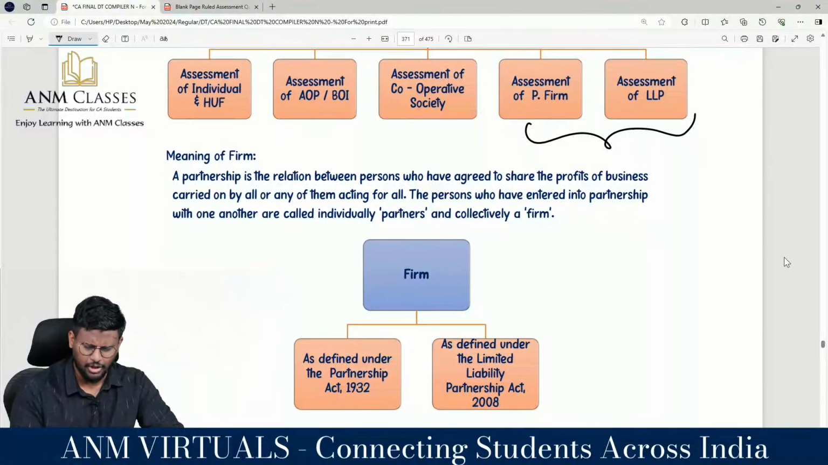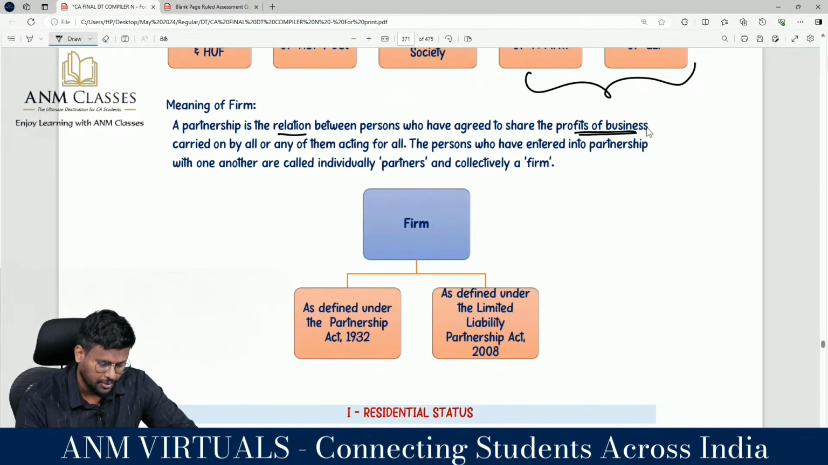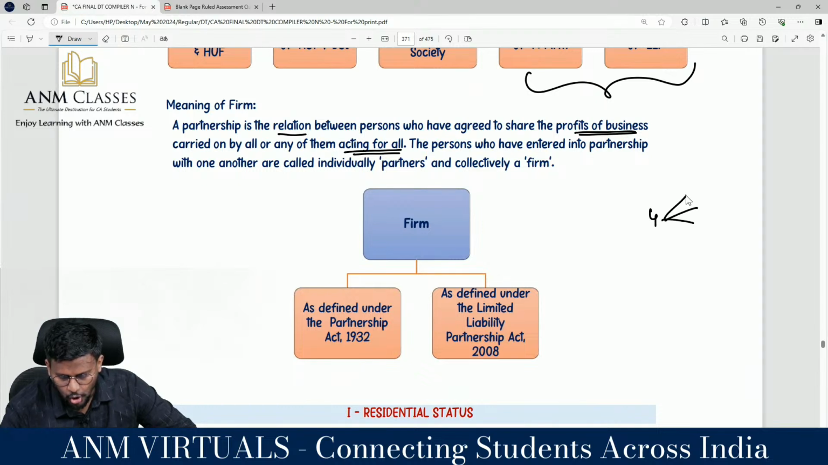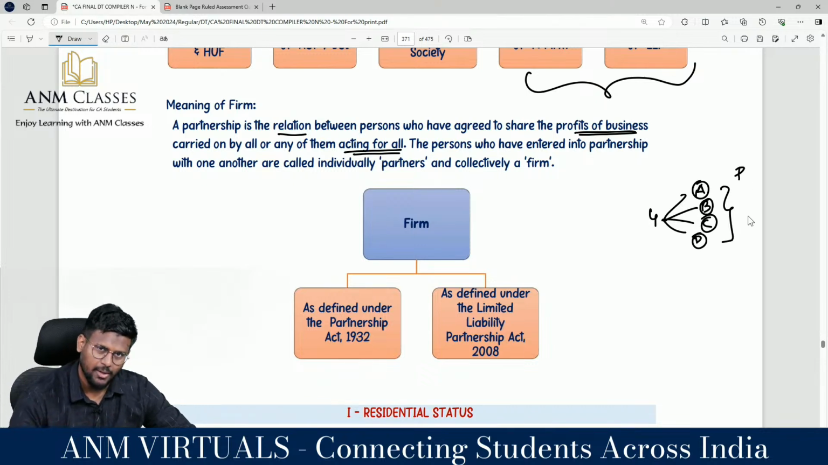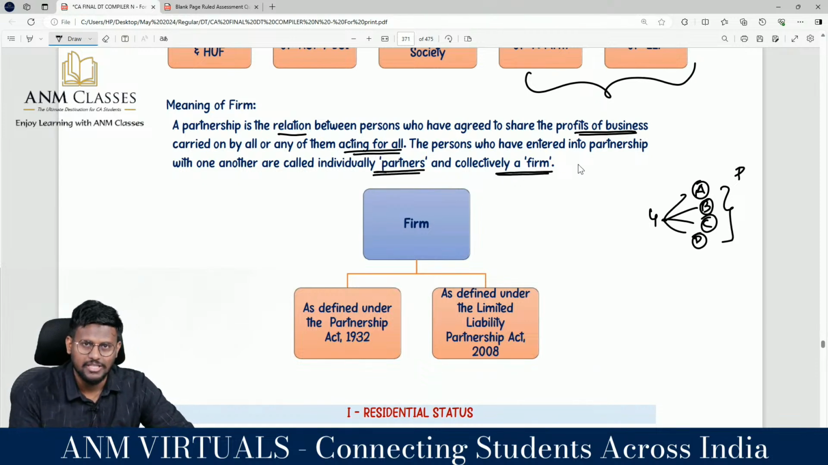What is the meaning of the partnership firm? Partnership firm is a relation between persons who have agreed to share the profits of the business carried on by all or any of them acting for all. For example, if 4 people, A, B, C, D, are joining and doing a business, and after they do the business they are earning profit, and that profit is shared between all the 4 partners, then such a concept is called partnership firm. The persons who have entered into the partnership with another are individually called partners and collectively called a firm.